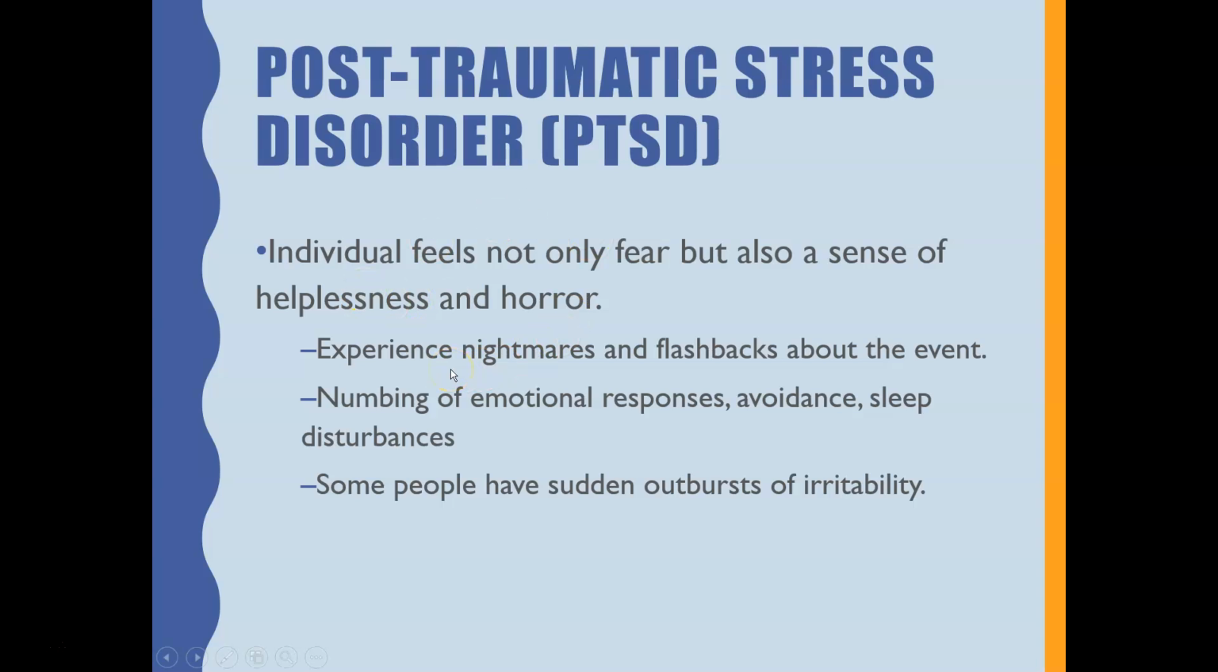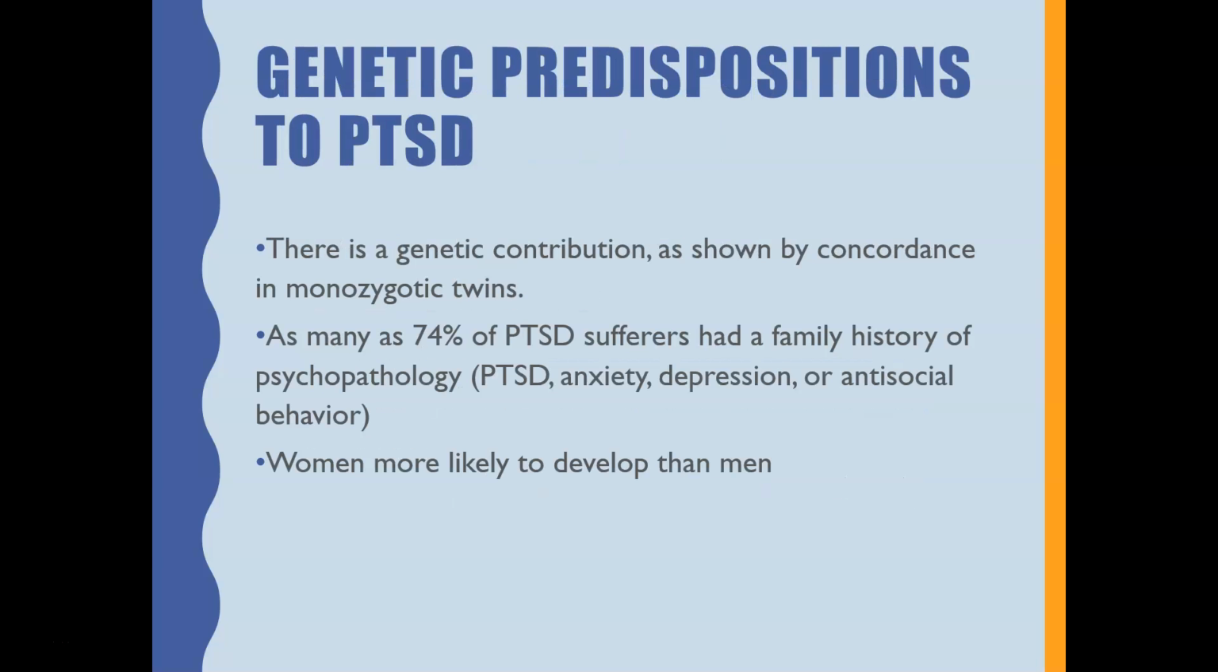They may experience nightmares and flashbacks about the event. They may engage in emotional numbing, so they don't really feel the lows, but they don't really feel emotional highs either. They may engage in avoidance. They may have sleep disturbances, and a lot of these people will have sudden outbursts of irritability or jumpiness, or just kind of that sense that they are on edge.